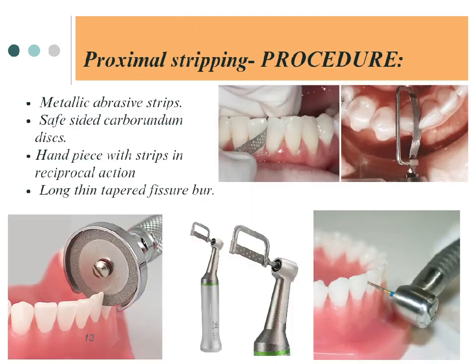Following the procedure, these are the burs or strips used in proximal stripping: metallic abrasive strips, safe-sided carborundum discs, handpiece with strips in reciprocal action, and long thin tapered Fisher bur.